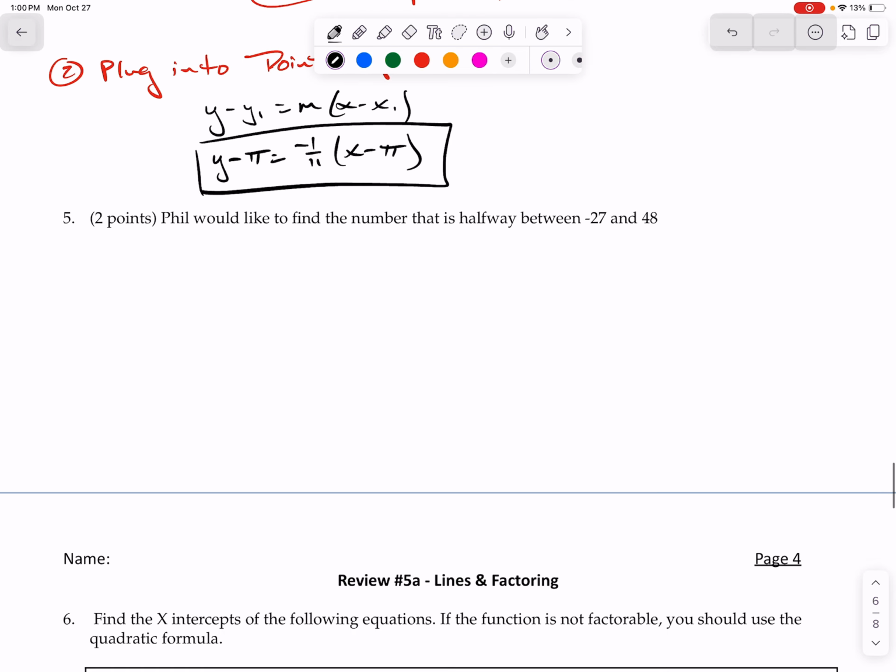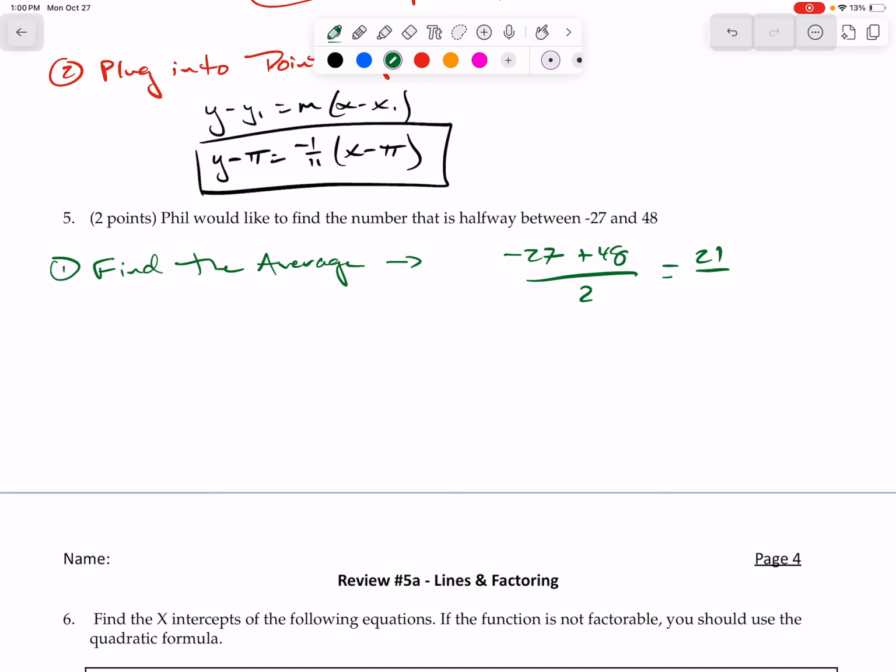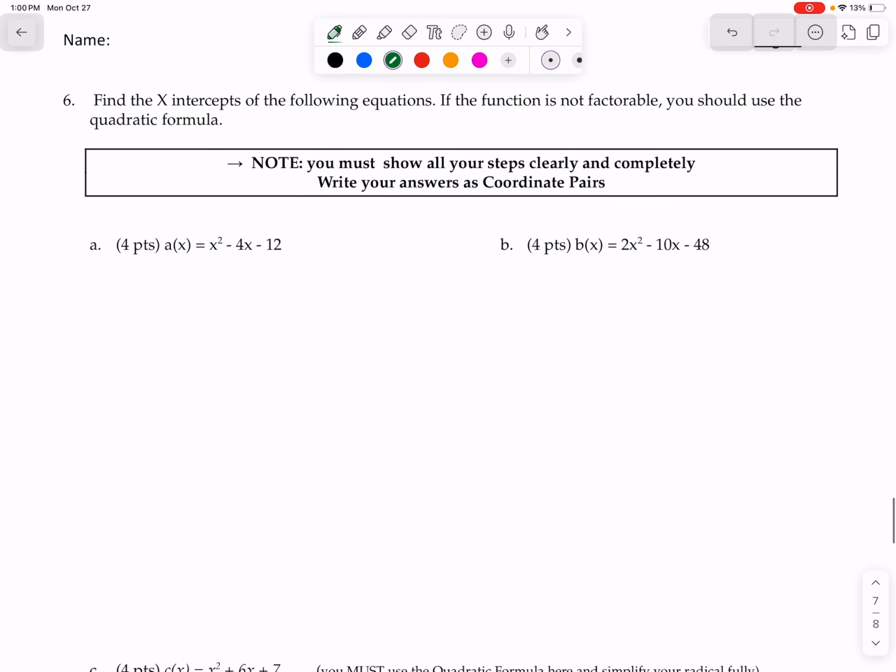All right, Phil would like to find a number halfway in between, so all we're going to do is find the average. Negative 27 plus 48 divided by 2 is 21 divided by 2, which is 10.5. And we're done. That was a simple couple points, wasn't it?